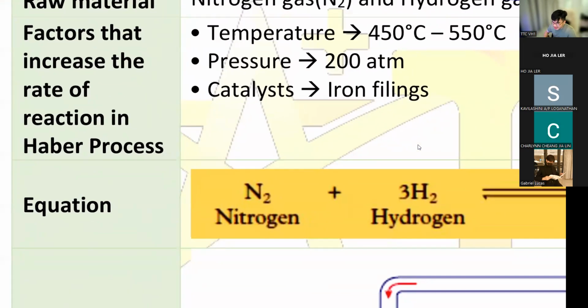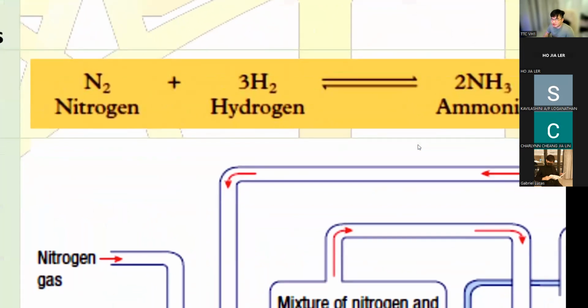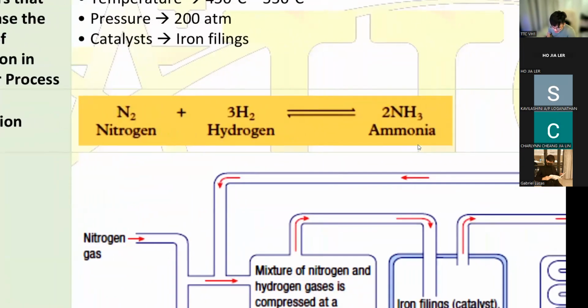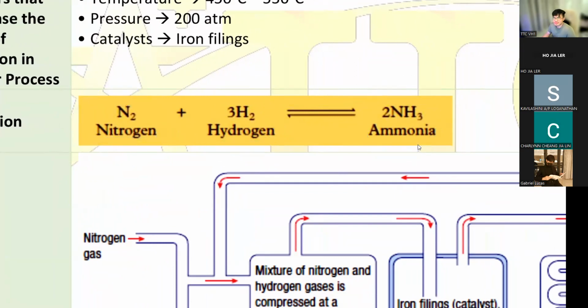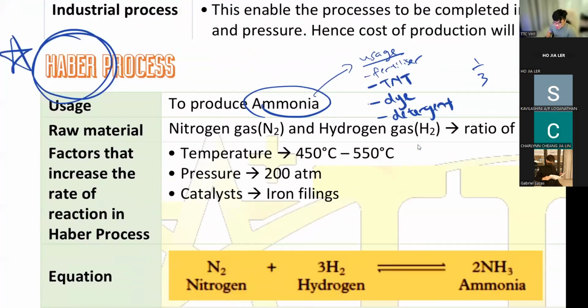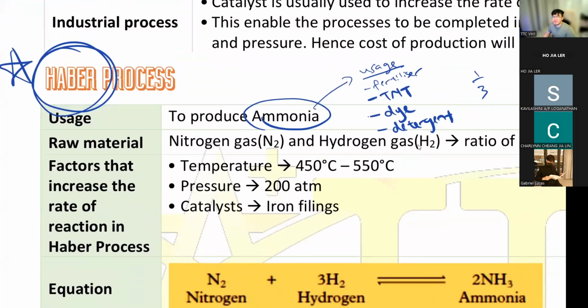Okay, so how do you make ammonia? You just take nitrogen and hydrogen, you add them together, you get ammonia. Wow, sir, so simple. Then what makes him so great then? What makes him so amazing then?